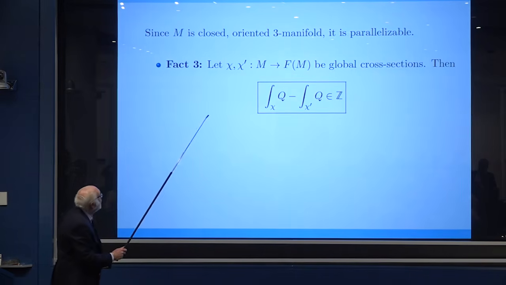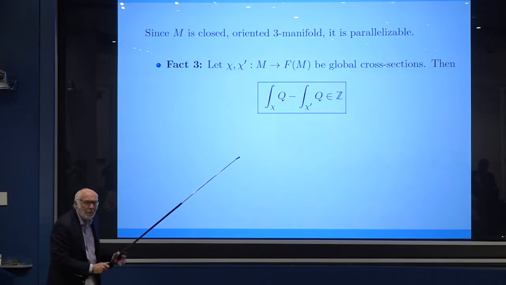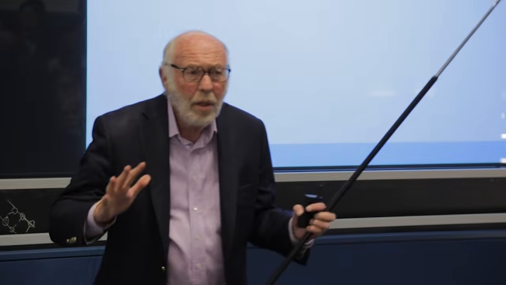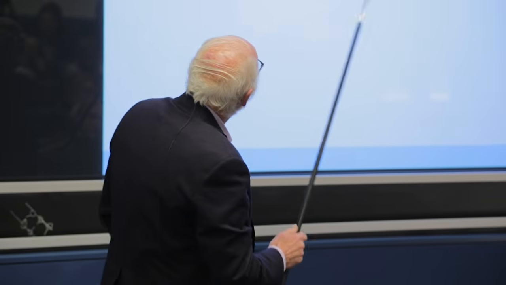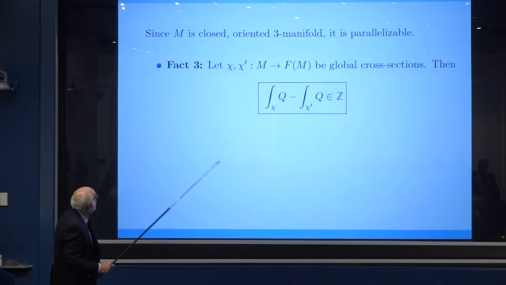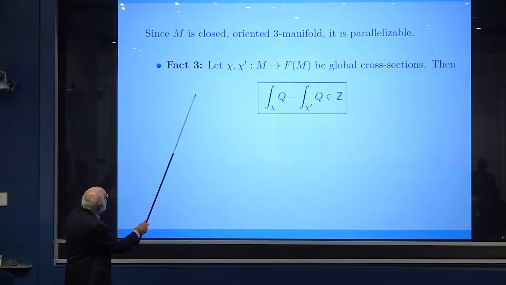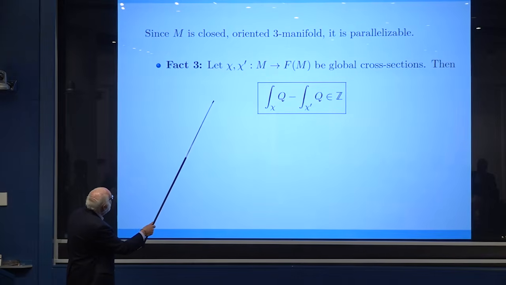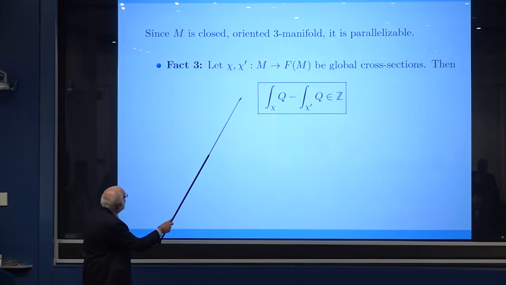Now, what does it say? Since M is a closed three-manifold, it's parallelizable. That means you can find three independent tangent vectors at every point, smoothly over the manifold, and they can be a frame, an orthonormal basis at every point. That's a marvelous property all oriented three-manifolds have. So now I want to integrate Q over a cross-section in this fiber bundle.